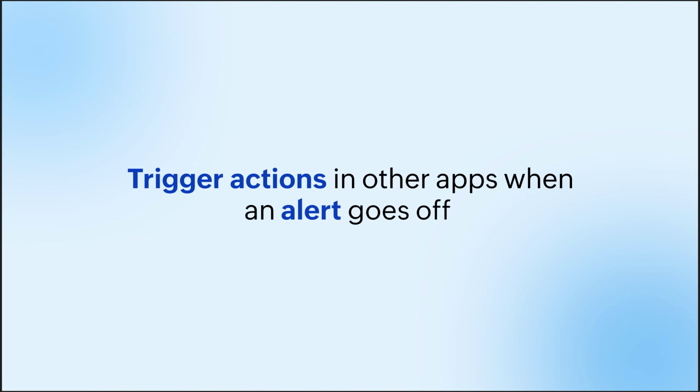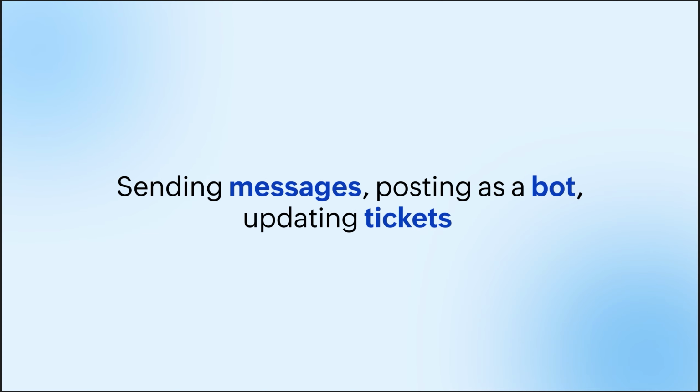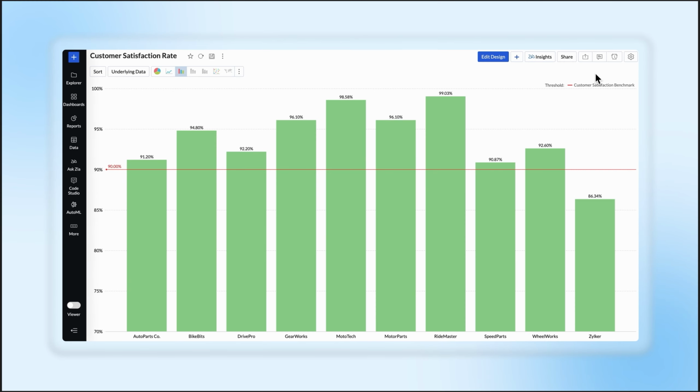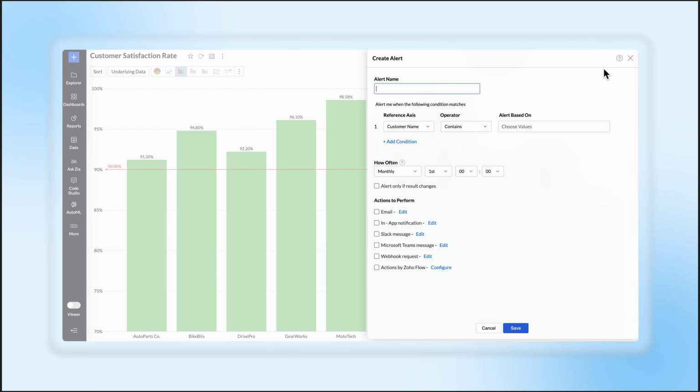In this session, we'll explore how to trigger actions in other apps when an alert goes off, like sending messages, posting as a bot, updating tickets, and more. Start by opening the report you want to monitor. Click on the alert icon, then select Create Alert. In the Create Alert dialog, give your alert a name and set the required conditions.